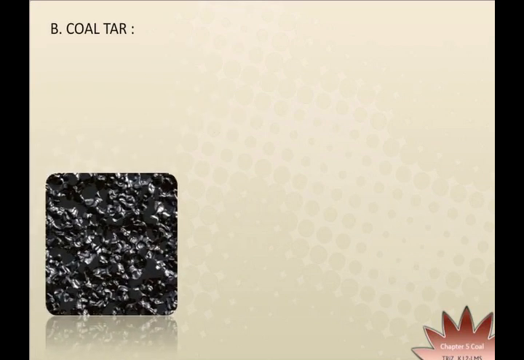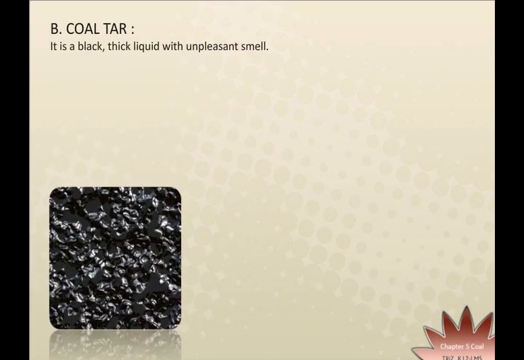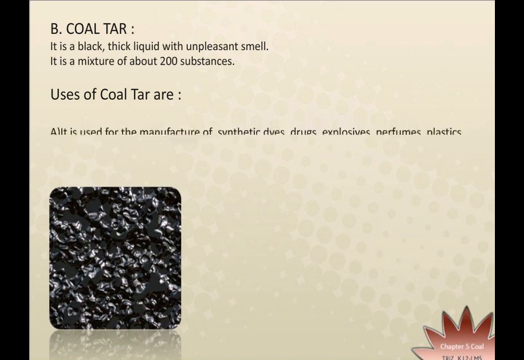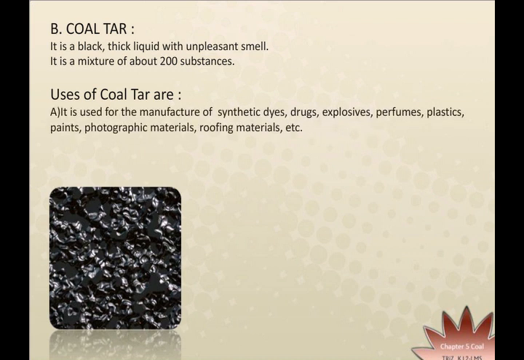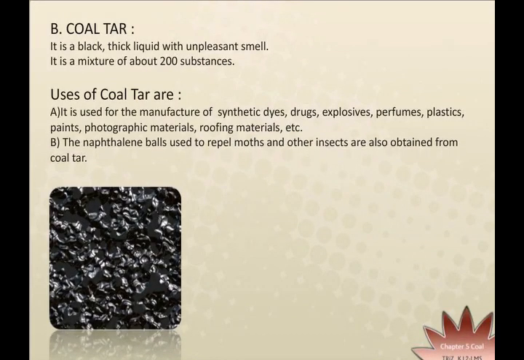Coal tar. It is a black, thick liquid with an unpleasant smell. It is a mixture of about 200 substances. Uses of coal tar are: it is used for the manufacture of synthetic dyes, drugs, explosives, perfumes, plastics, paints, photographic materials, roofing materials, etc. The naphthalene balls used to repel moths and other insects are also obtained from coal tar.